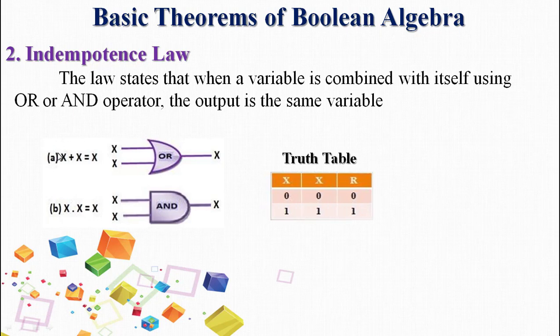For the OR law, x plus x is equal to x. How many variables do you find? There is only one variable in the entire expression, that is called x. How many combinations will we have? 2 to the power 1, that is totally 2 combinations.